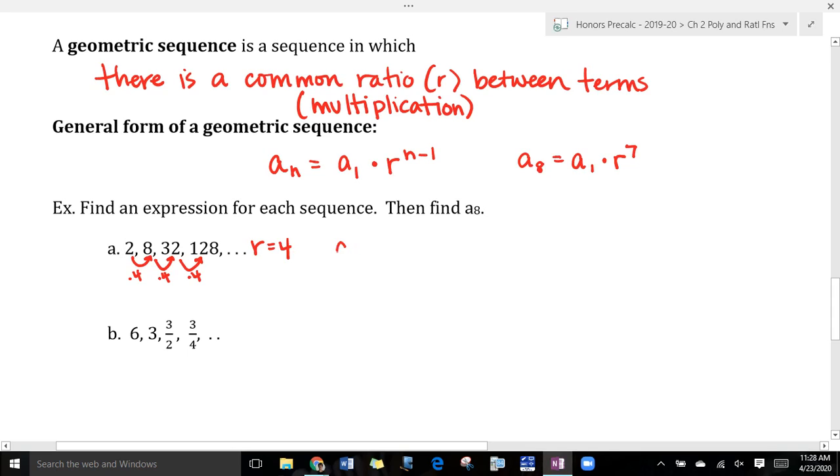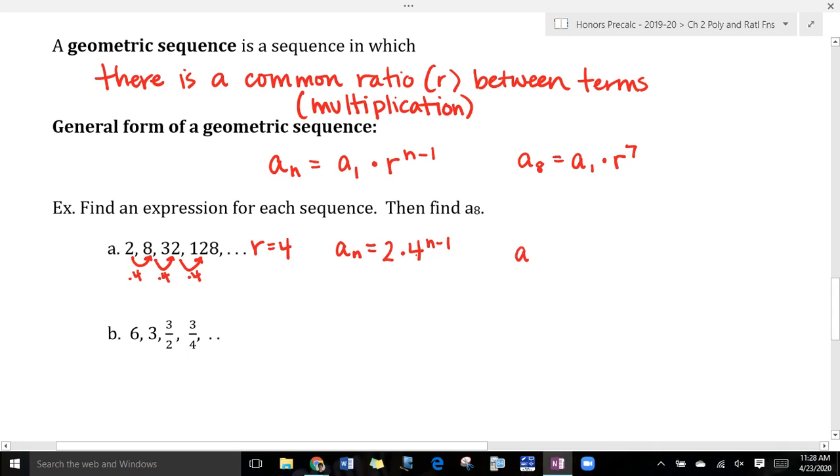So now we can find a_n, which is that expression that it's asking for. So a_n equals a1 times r to the n minus 1. a1 is just 2, r is 4, and then I need an n minus 1. And we've got our expression. Think about order of operations. You cannot multiply the 2 with the 4 because of that exponent that's attached to it. So there's no simplifying we can do with this expression.